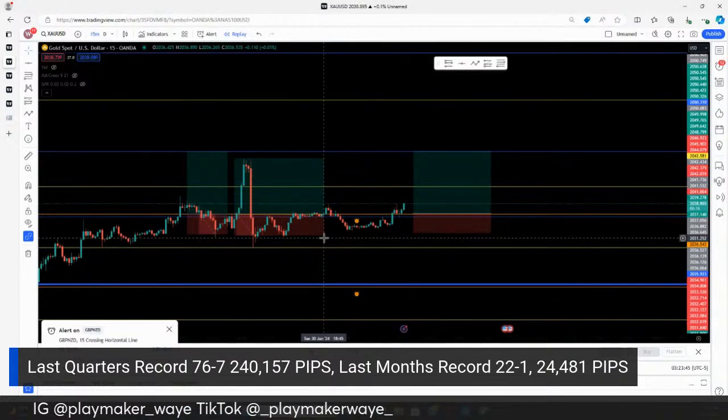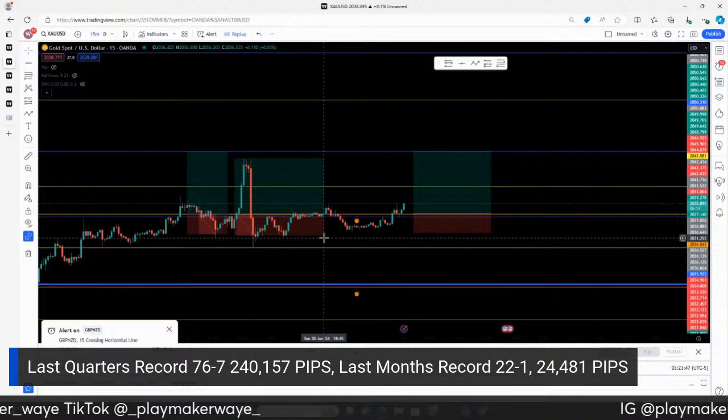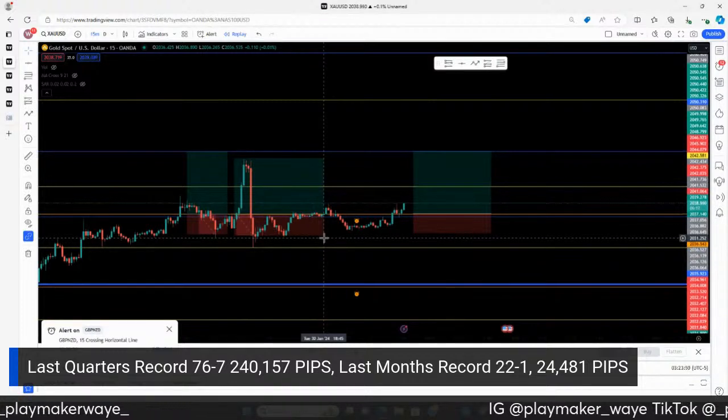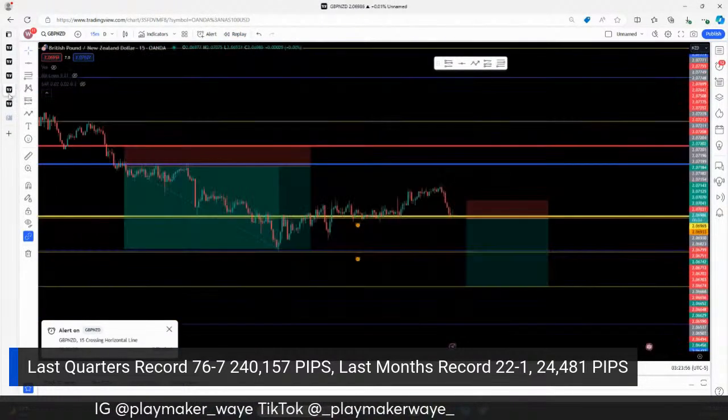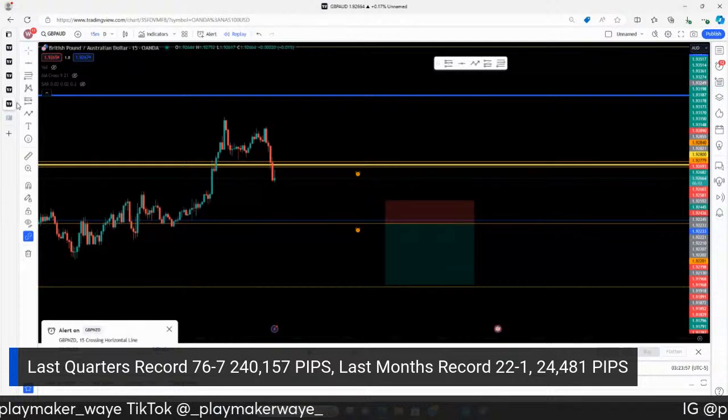It looks like gold is trying to do the same move it did yesterday. So I might go for a round 3 on this right here. But everything else is kind of showing these levels.